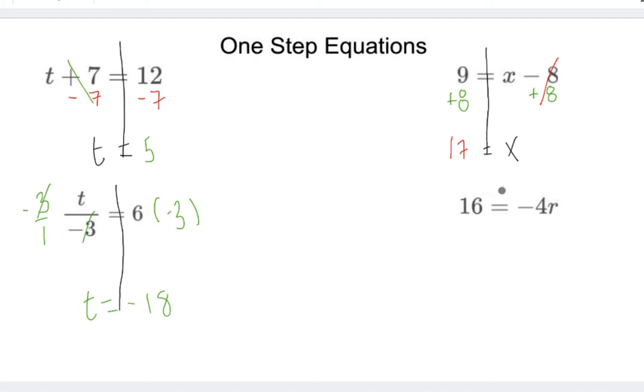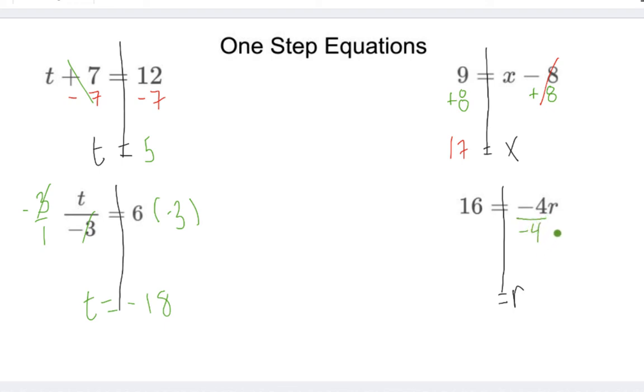In our last example over here, the variable is back on the right-hand side. We're going to leave it there. So when we isolate it, if we have a number equals r, that's the same as r equals the number. It's called the reflexive property. So when the number is directly next to the variable, that means multiply. So here we have negative 4 multiplied by r. The opposite operation of multiplication is division. So we're going to divide by negative 4.